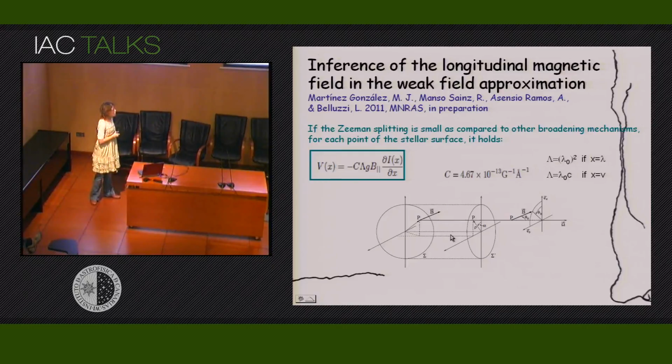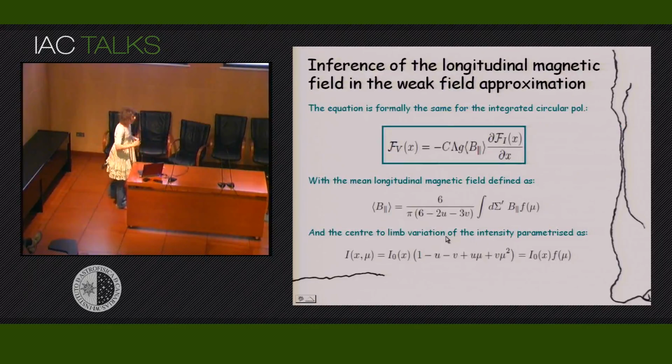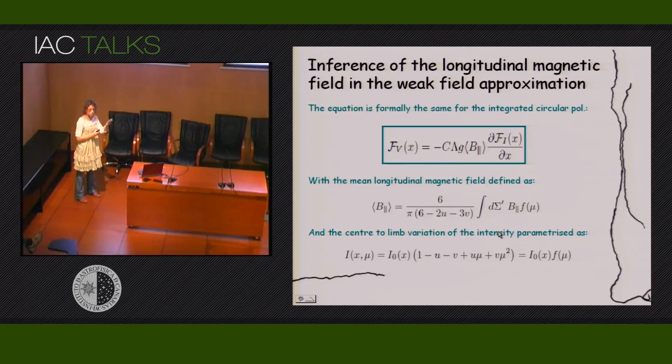So the flux in Stokes V is proportional to the derivative of the flux in intensity, and proportional to the mean longitudinal magnetic field, which is nothing but the integral across the stellar surface weighted by the center-to-limb variation of the intensity. So you can see that if we measure Stokes V and we measure intensity, we can more or less easily retrieve the magnetic field. And this is what we've done.